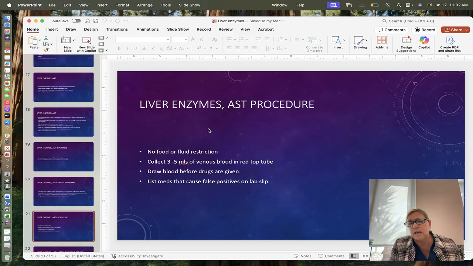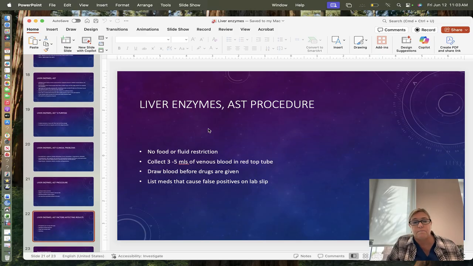For this, again, no food or fluid restrictions. We collect about 3 to 5 milliliters of venous blood in the red top tube. We draw blood before drugs are given. And then we'll tell them to just hold that med, and after we draw the blood, then you can take it. And also, we always want to make sure on the lab slip we write the meds that can cause the false positive. I just write all the patient's meds because I never know.